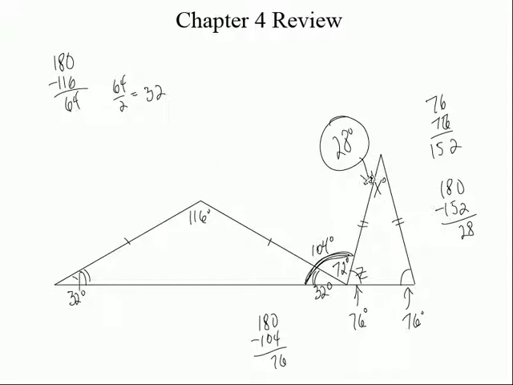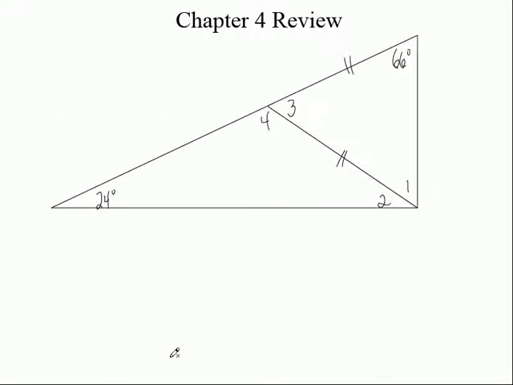Okay, let's do one more type of problem. We'll look at number 18 and 19. All right, let's look at this one. The question just says find angles 1 and 2, but you might have to find a couple other ones before you even find 1 and 2.